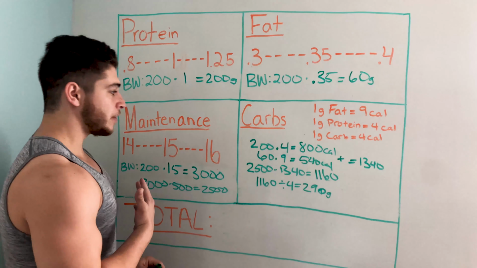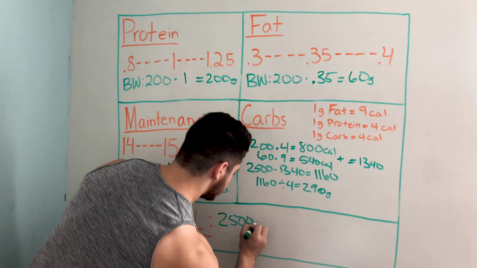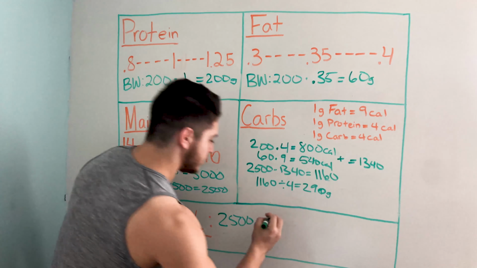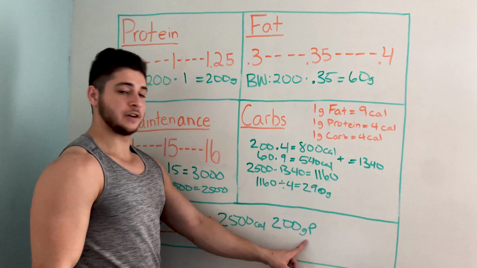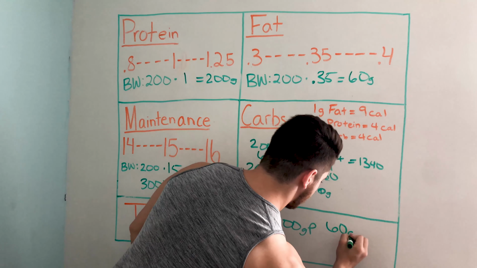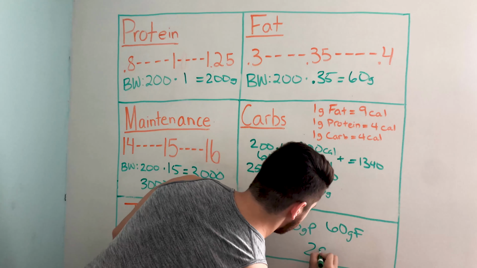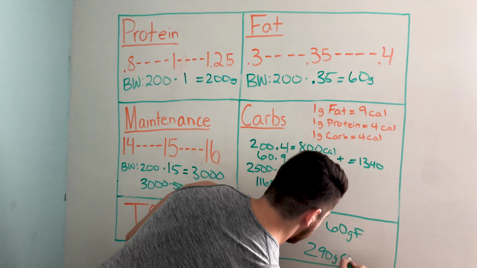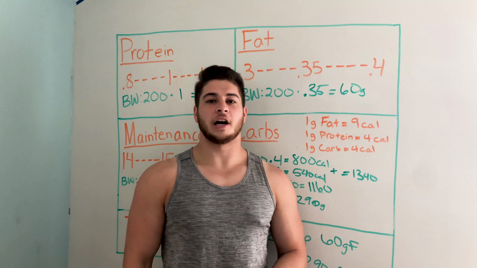So now my final totals are going to be 2,500 calories and then 200 grams of protein, P for protein, right? And then 60 grams of fat and 290 grams of carbs. So hopefully now you know an easy way to calculate your macros.